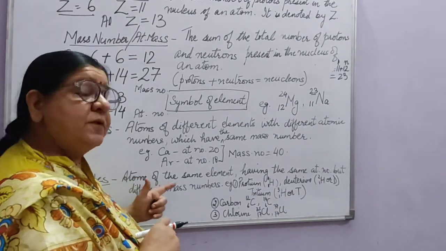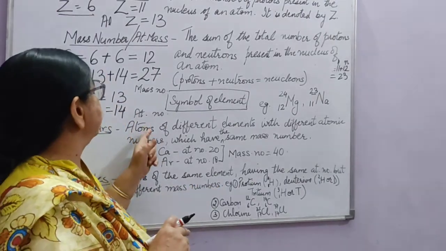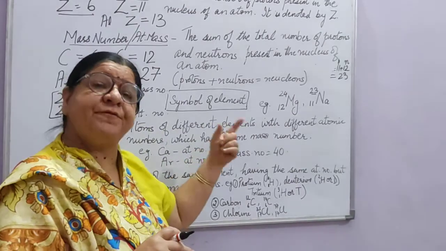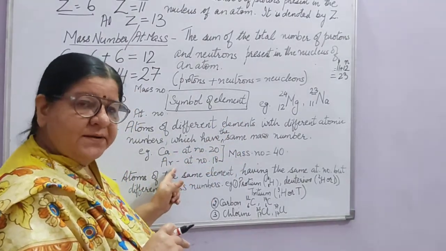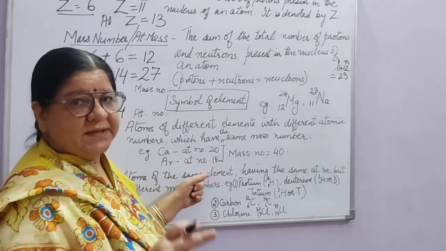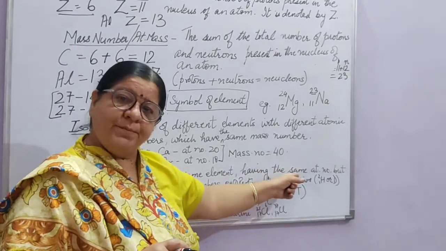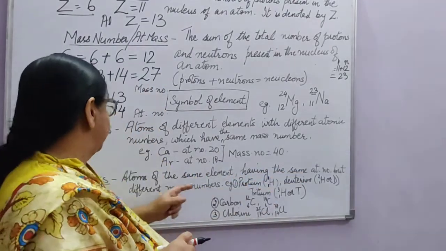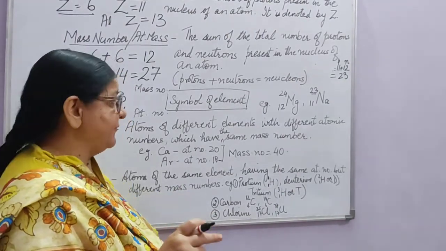They are atoms of the same element. Here in isobars, we learned that they are the atoms of different elements, like calcium and argon, right? Here they are the atoms of the same element. Because they are the atoms of the same element, they will have the same atomic number, but different mass numbers. Their mass numbers may be different.